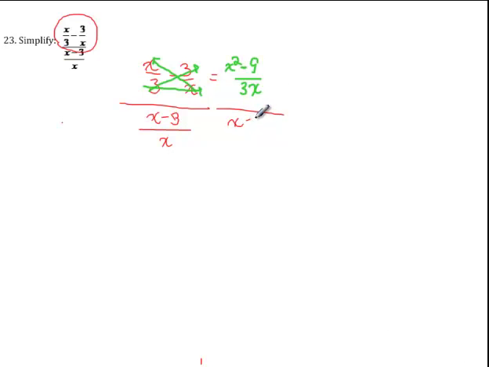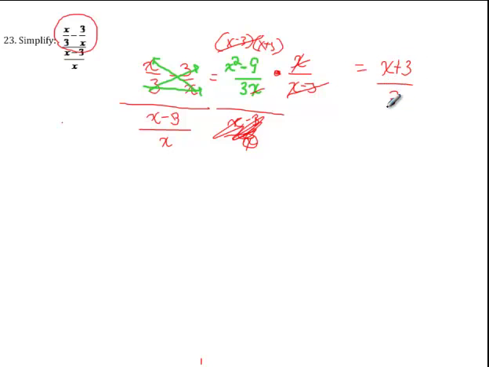So I have x minus 3 over x. When I'm dividing, I know that I have to multiply and flip. So I'm going to change this to multiplication. I'm going to flip. And now I can cancel. X squared minus 9 factors down into x minus 3, x plus 3. So the x minus 3 and the x minus 3 cancel. This x and this x cancel. I'm left with x plus 3 up top and a 3 on the bottom.